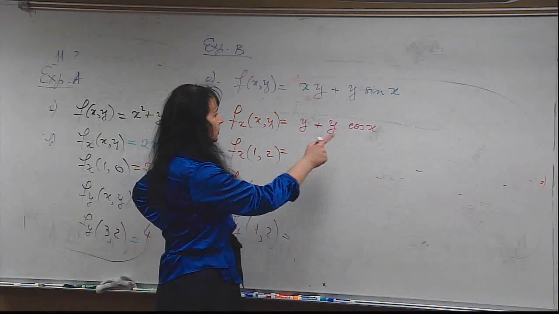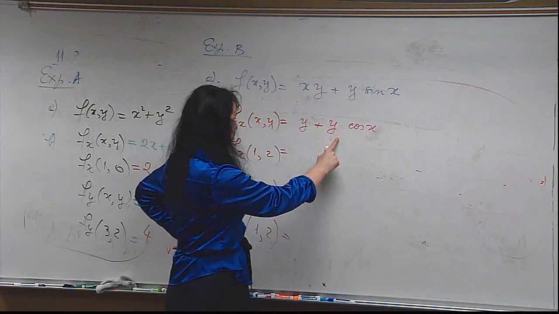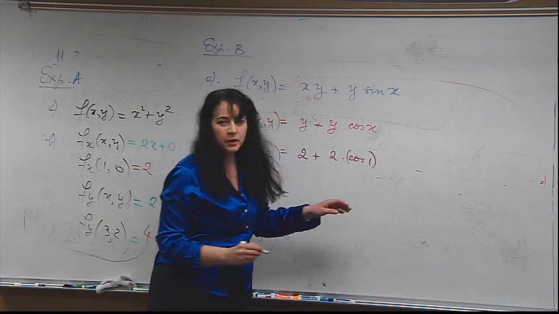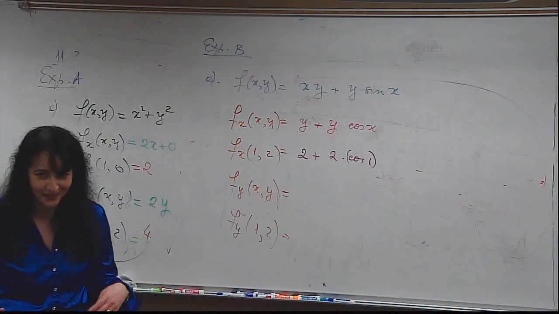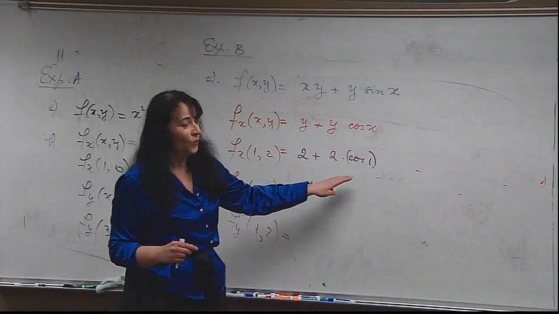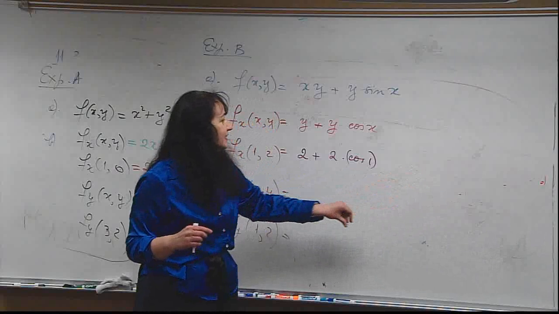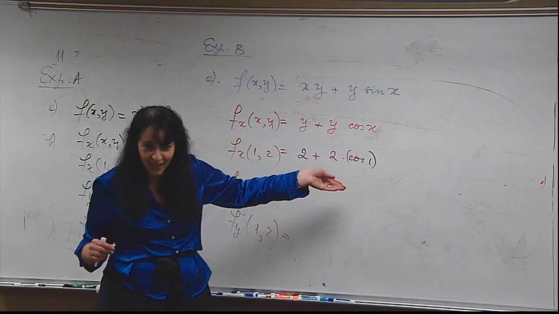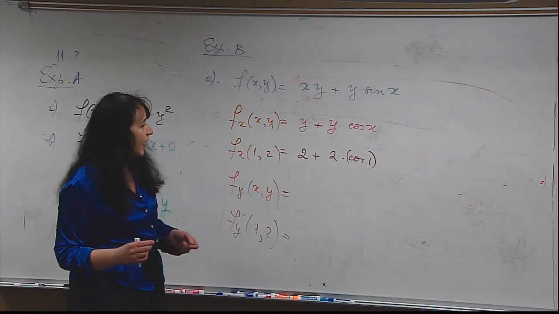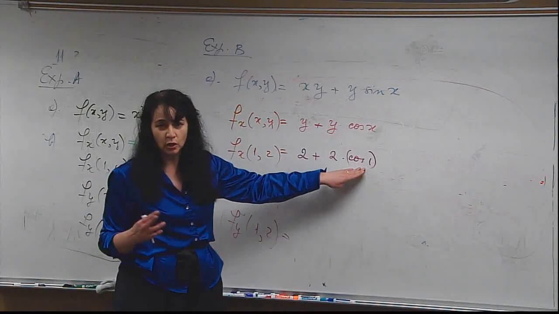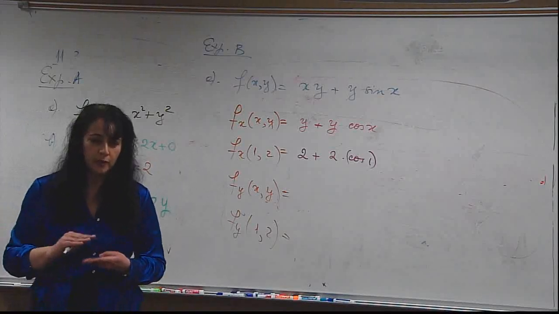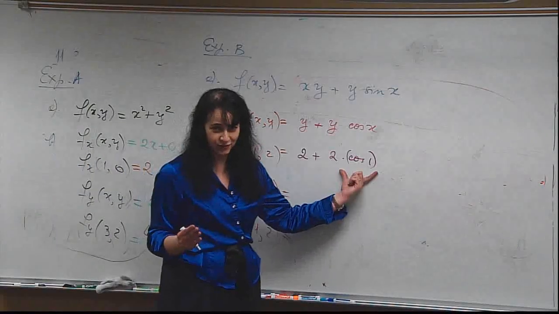So, x is 1 and y is 2. 2 plus 2 cosine of 1. And you say, oh, wait a minute, what is that cosine of 1? Never mind, don't worry about it. Who knows? Plug it in the calculator. In the final, you don't have a calculator, so you leave it like that. Who cares? This is perfect. I would actually hate it if you gave me an approximation, a truncation with 2 decimals. I prefer you giving me the precise answer, which is an exact answer like that.